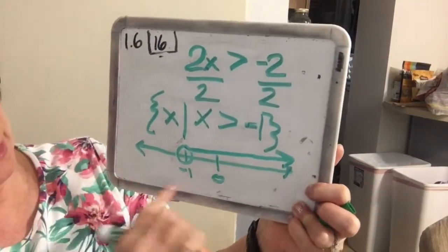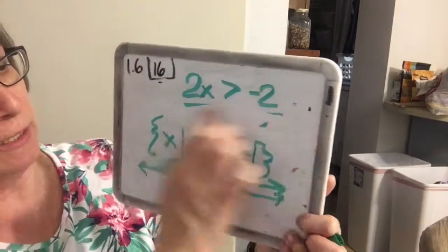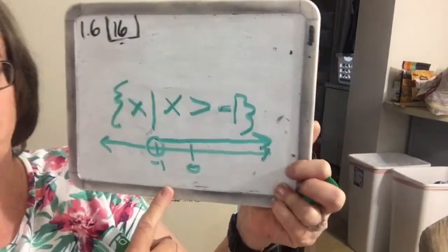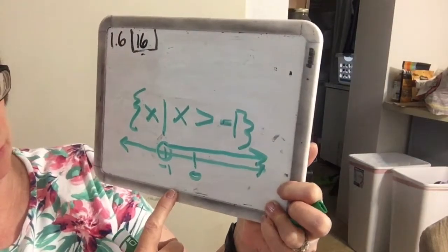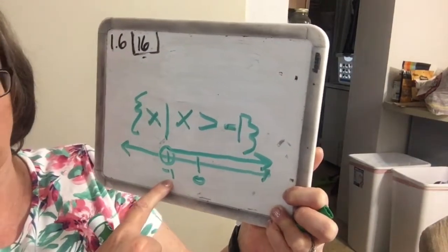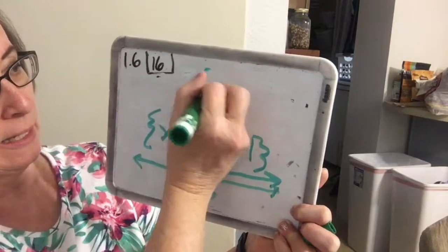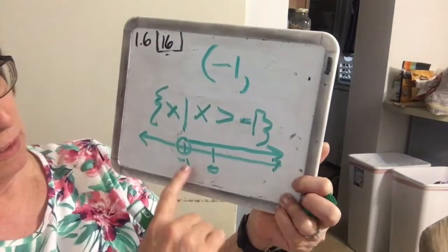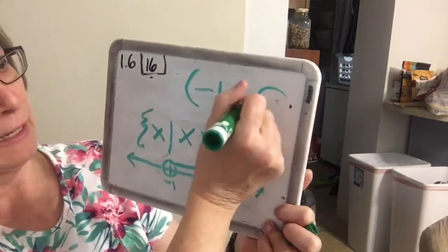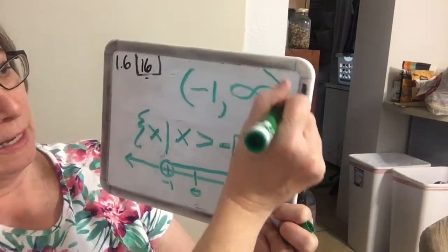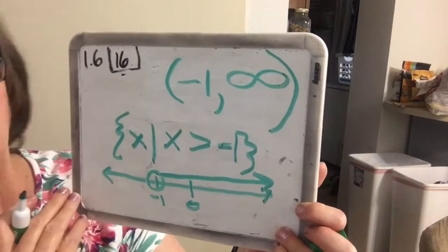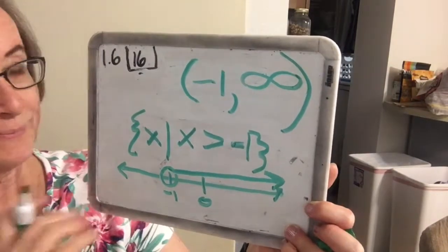Okay, and so then to get my interval notation, we'll just put that up here. I'm going to follow what my graph says to do. I'm going to go from negative 1 open, so that's going to be parenthesis negative 1 to positive infinity. And there we have it. Okay, so that's the answer to number 16.